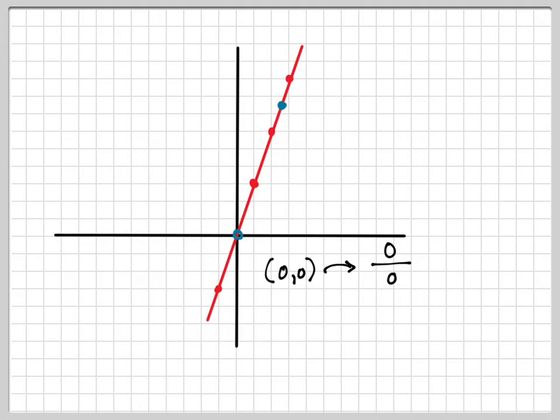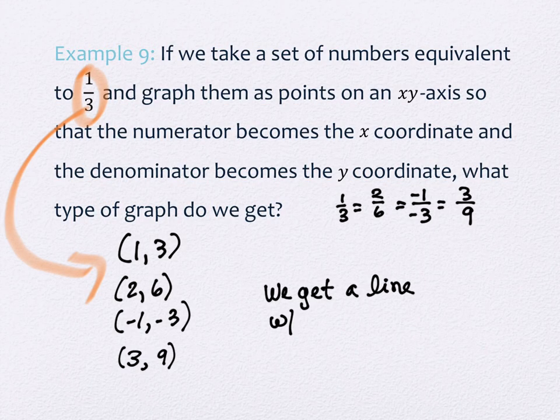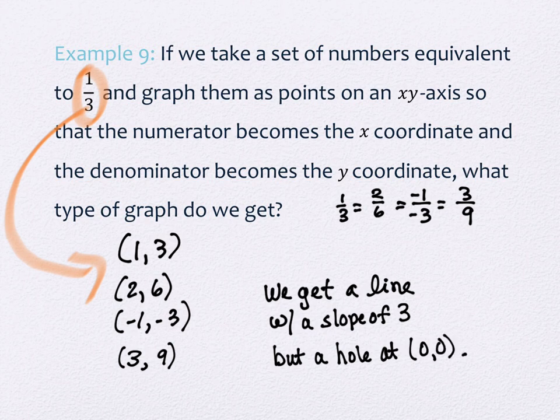The line has a specific slope. Can you tell what the slope is from the line? Right, rise over run. How much do you go up? How much do you go over? What's the slope? It's 3 over 1. We go up 3 and over 1. So it's a slope of 3. Okay, this is a line with a slope of 3, but a hole at 0, 0. 0, 0 doesn't work. Otherwise, it's a line. It's a very well-behaved, very nice line, but it doesn't go through 0, 0.